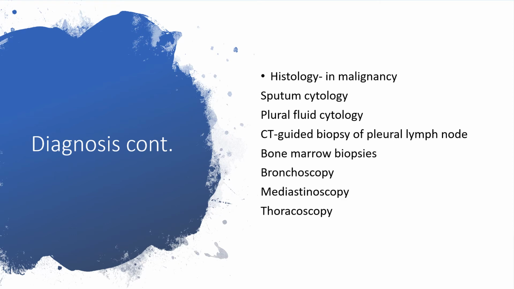Histology could be done in cases where you are suspecting or you are sure of malignancy. In that case, you can have sputum cytology, pleural fluid cytology, CT-guided biopsy of lymph node, bone marrow biopsies, bronchoscopy, mediastinoscopy, and thoracoscopy.